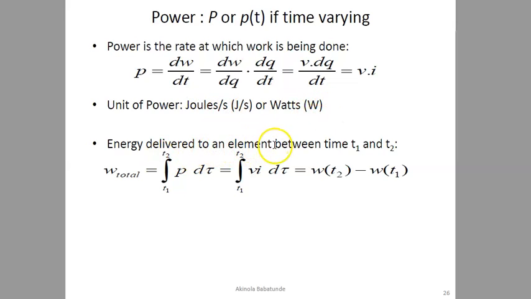Energy delivered to an element between time 1 and time 2 can also be calculated using our integral function. So we have time 1 and time 2. The total energy from time 1 to time 2 is given as the integral from T1 to T2 of P dt. P represents power. So if you bring VI here, you know what VI is, that is dW/dt. If you integrate that, what you would obtain is W of t. So if you substitute your time 1 and time 2 into W of t, using our knowledge of integration, what you would have is total energy delivered to an element would be equal to W(t2) minus W(t1). That is work done at time 2 minus work done at time 1.